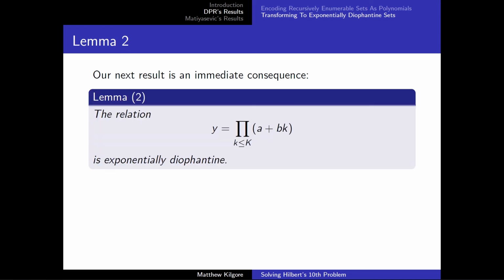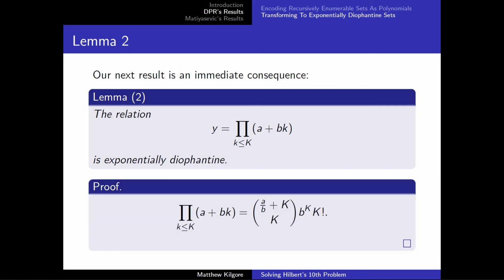Regardless, lemma 2 states that the relation y equals the product of all little k less than or equal to big K of a plus b little k is exponentially directed. Proving this is very simple. Product of k less than or equal to big K of a plus bk equals a over b plus big K, choose big K, a times b to the big K, K factorial. Very simple, very quick.